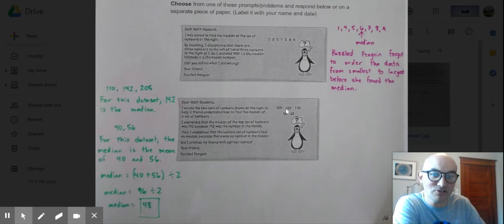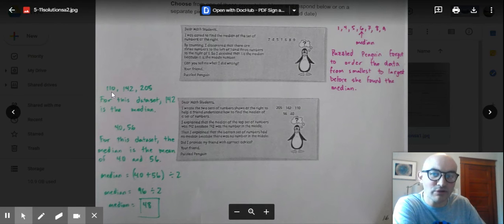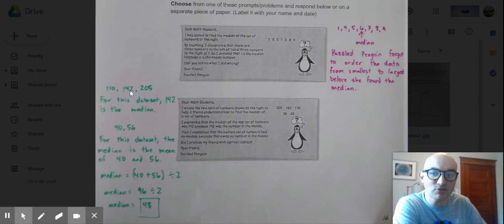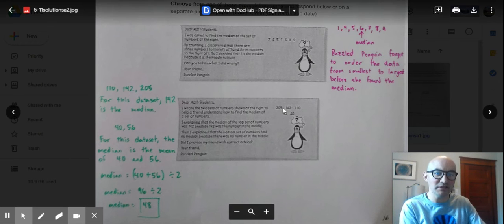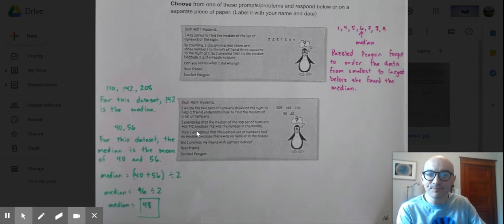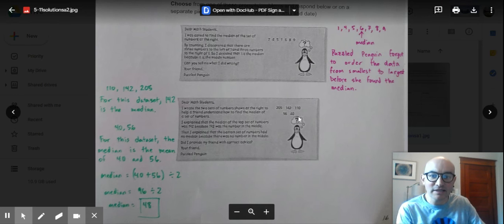So that's largest to smallest. And the middle number is 142. I just rewrote it smallest to largest. Middle number is 142. Doesn't change the median as long as we order it in one way or the other. Okay. And then let's take a look at the next set of data. We've got 56 and 40.